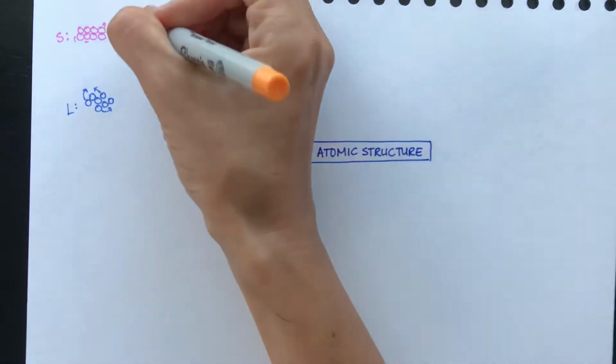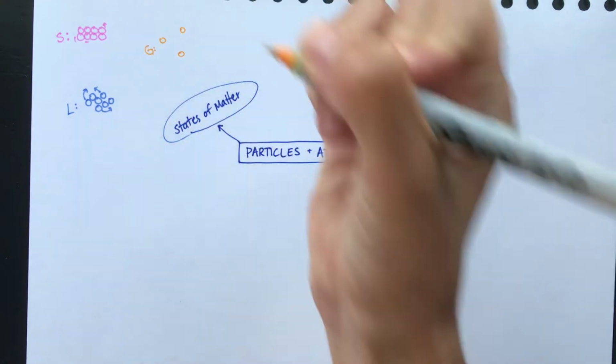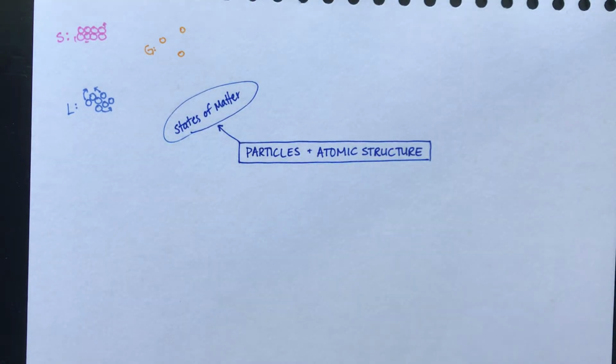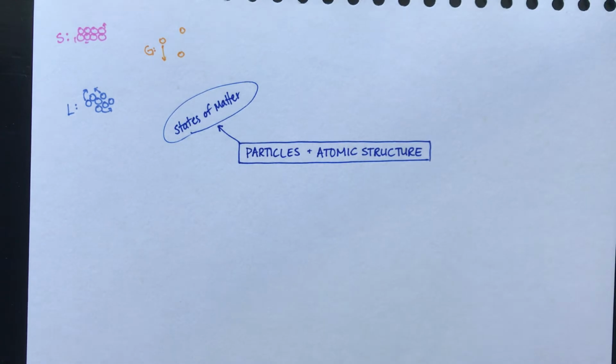Gases, your last one, should be far apart from each other and random. Make sure your gases don't accidentally end up in neat rows. They're obviously moving freely as well, and they would be moving very fast past each other.